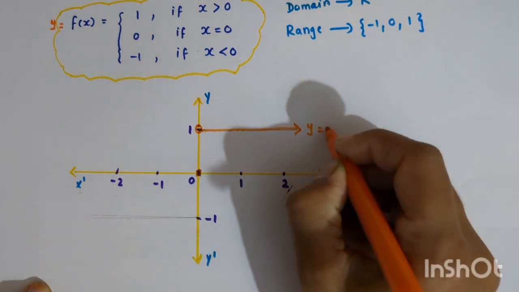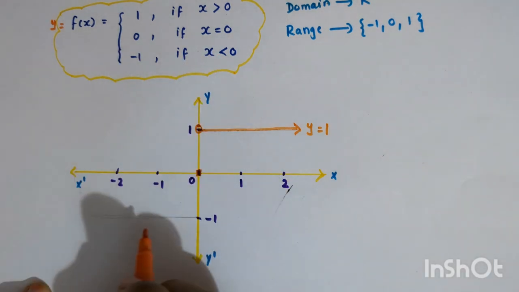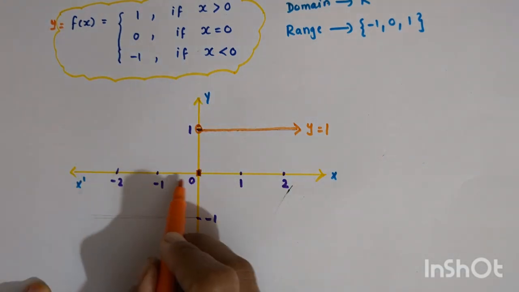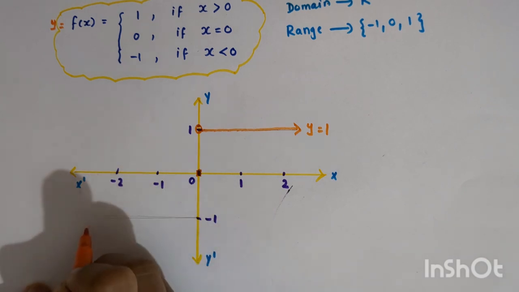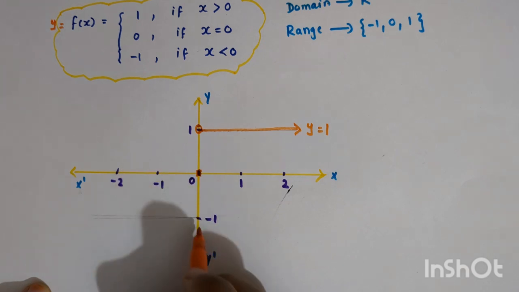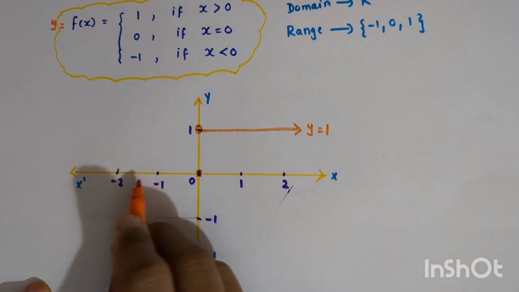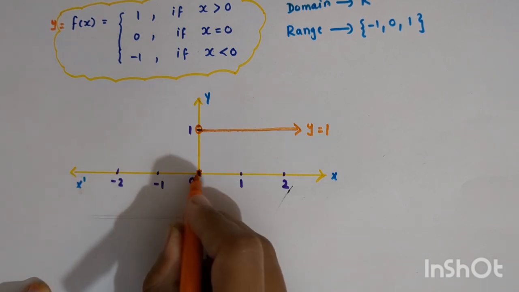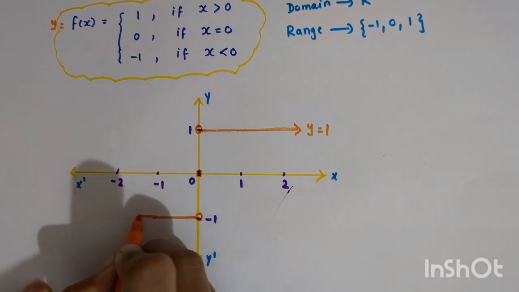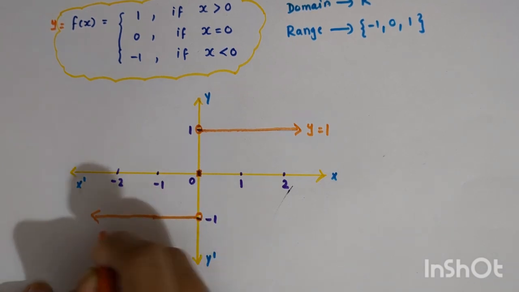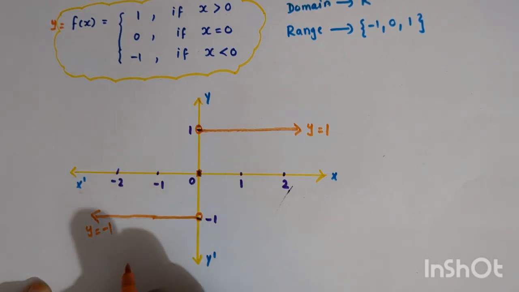So this is for y equals 1, f of x is equal to 1. Similarly, for x less than 0, f of x is minus 1. That is, for all negative values of x, the y value is minus 1. But at x equal to 0, it is 0, not minus 1. So from here, for all negative values of x, f of x is minus 1, but not at 0, so you cannot have a point here. For all other points you will have the value of f of x as minus 1, but not at 0. That is why we are putting a circle here.